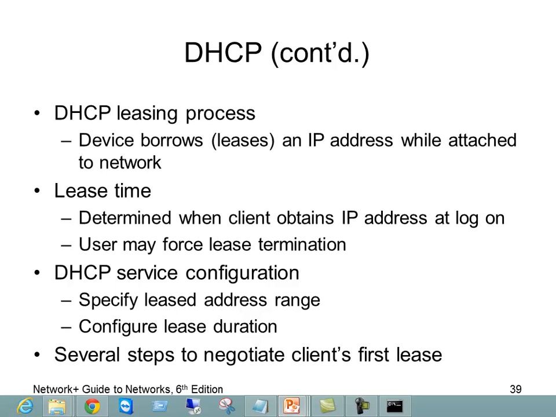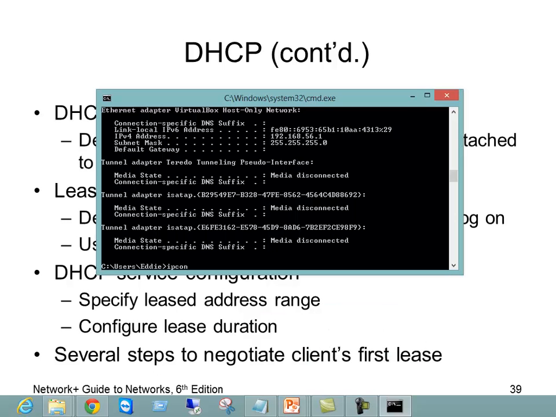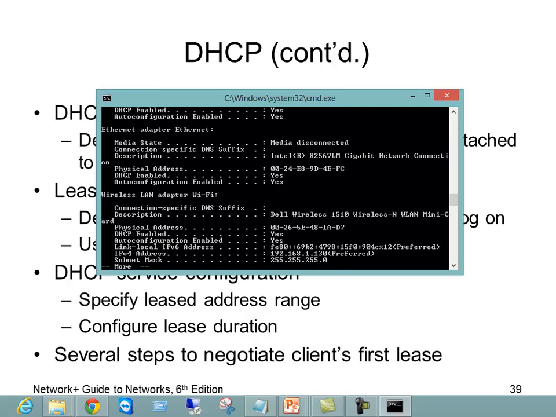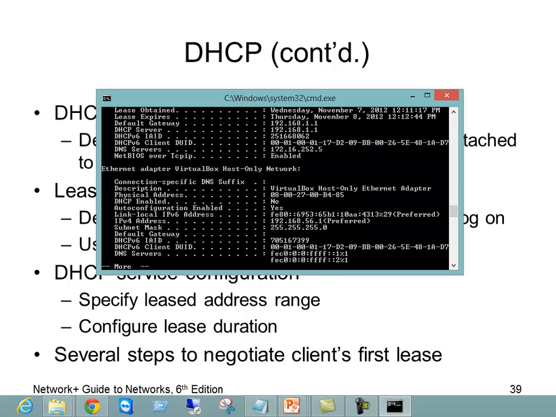So the way DHCP works is with a leasing process. The device leases the IP address when it's on the network. The lease time is set by the server, and it specifies the address range and the lease duration. And if you do an ipconfig /all command, it'll give you information about the lease when you go down to the IP address. So see there it says that my DHCP server is 192.168.1.1.